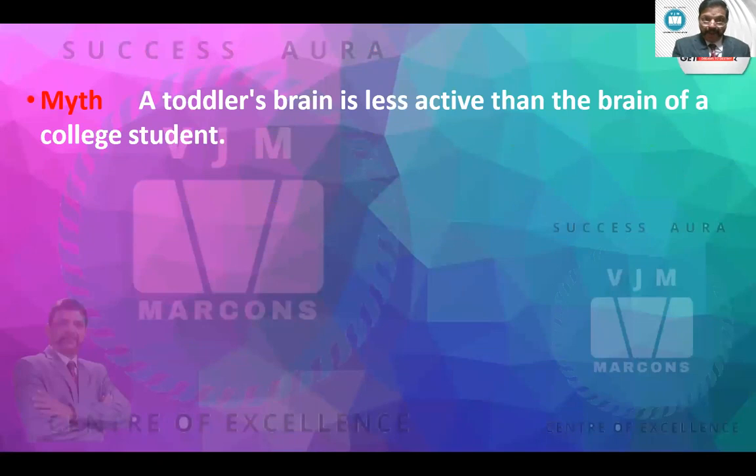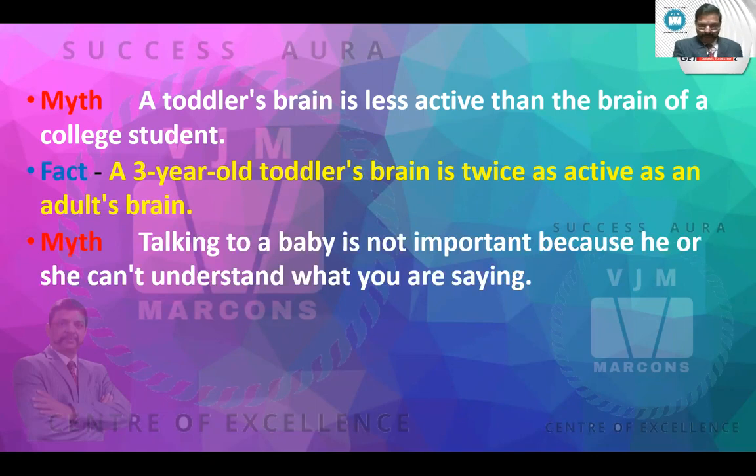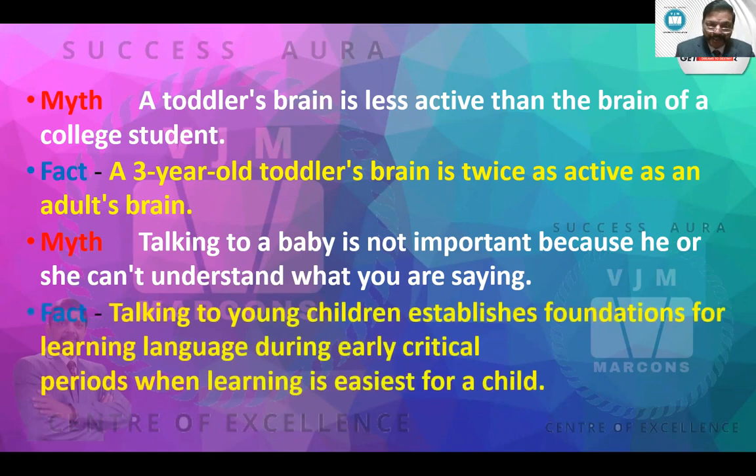Yet another myth: a toddler's brain is less active than the brain of a college student. Ladies and gentlemen, the fact is, a 3-year-old toddler's brain is twice as active as an adult's brain. Another myth: talking to a baby is not important because he or she can't understand what you're saying. The fact is, talking to young children establishes foundations for learning language during early critical periods when learning is easiest for the child.